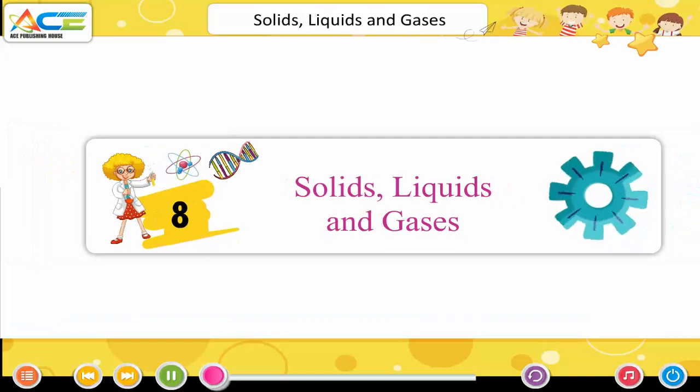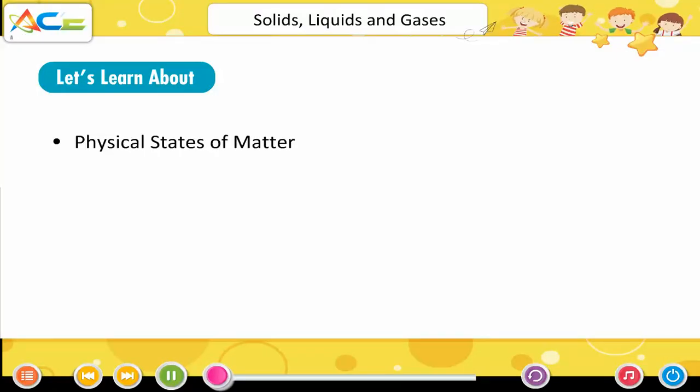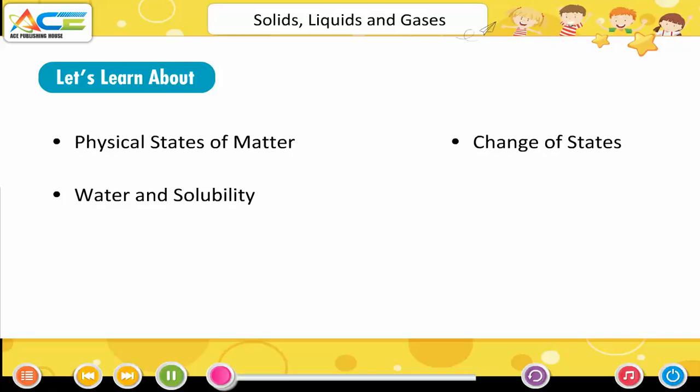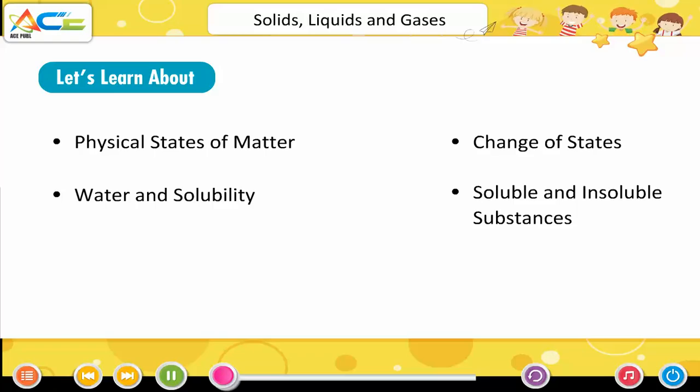Chapter 8: Solids, Liquids and Gases. Let's learn about physical states of matter, water and solubility. Change of states, soluble and insoluble substances.